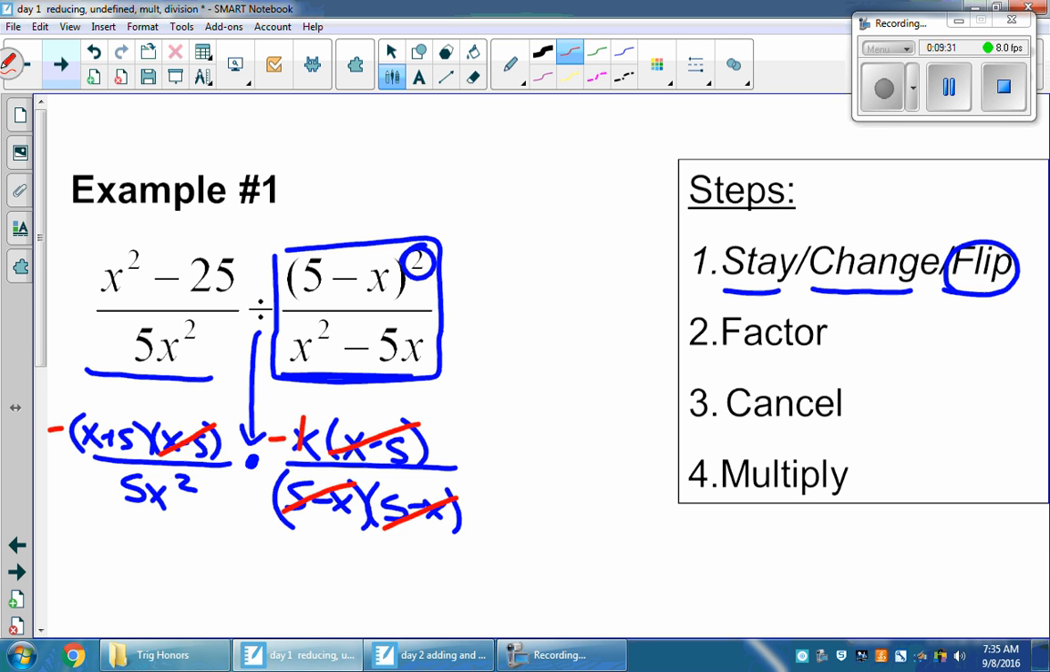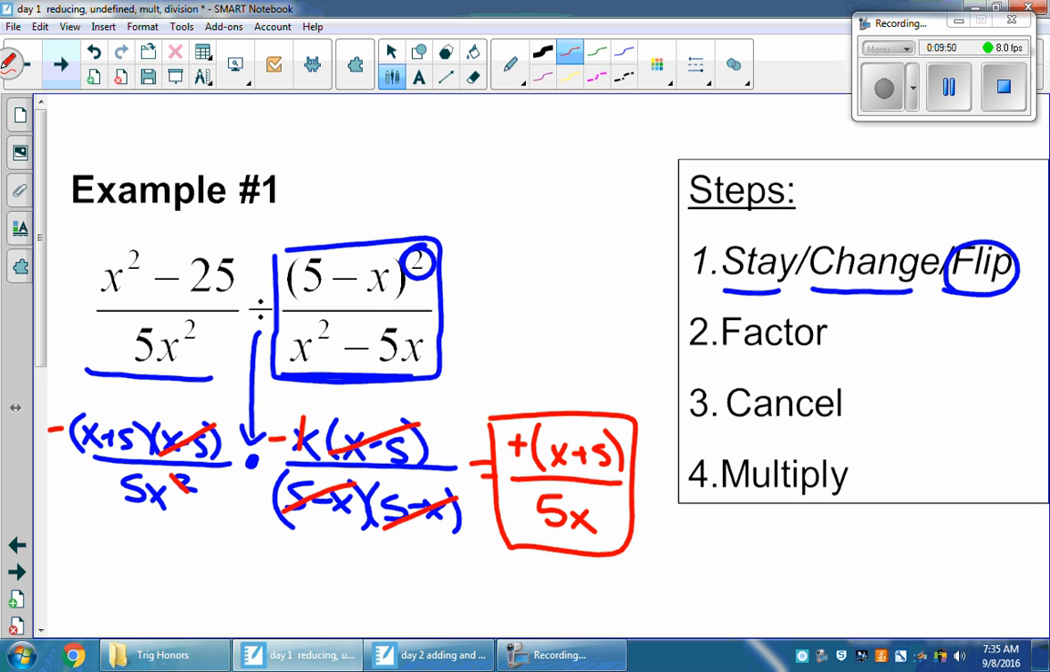This x cancels out with one of those. So you just got to be neat about it. That's the trick here. So what's left over on top? Negative, so positive x plus 5 over 5x. You don't have to write that positive. I was just showing you the negative times negative is positive.